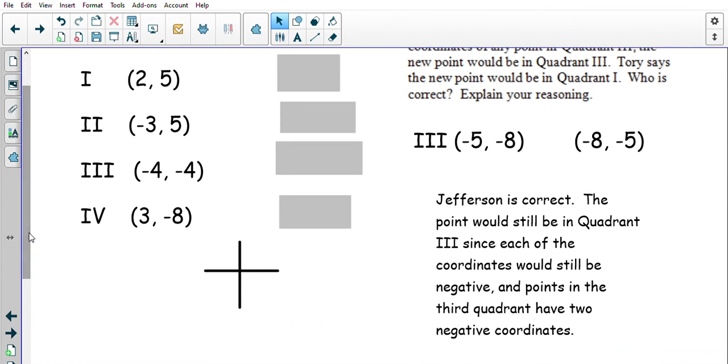The point would still be in quadrant 3 since each of the coordinates would still be negative, and points in the third quadrant have 2 negative coordinates.